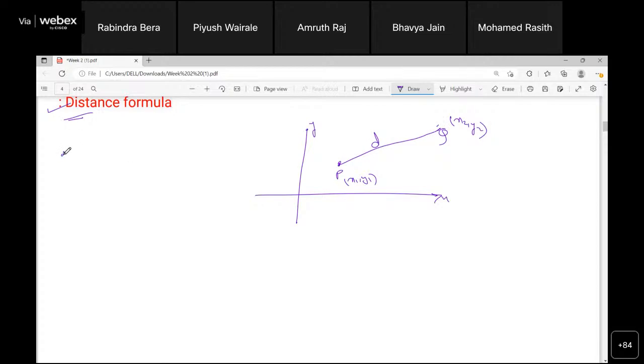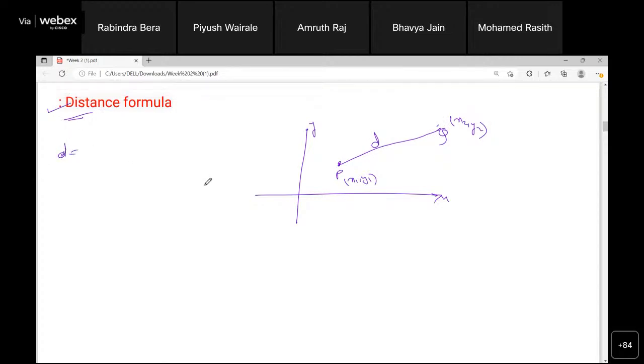Anyone, what is the distance formula? Root of (x2 minus x1) whole square plus (y2 minus y1) whole square. Correct. So the difference in the x coordinate is x2 minus x1 whole square, plus y2 minus y1 whole square. Even if you take x1 minus x2 whole square, that is also correct, because ultimately we are squaring it, so it will be a positive number only. So this is the formula.